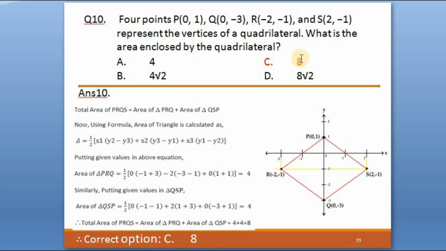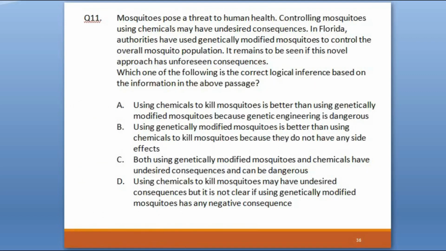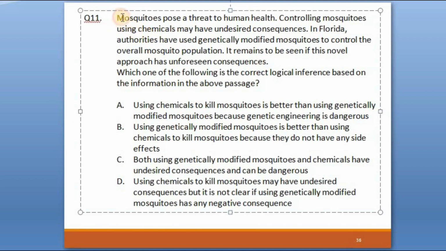Now we will take a few general English questions. They are also asked in the aptitude test. So the first question is: Mosquitoes pose a threat to human life. Controlling mosquitoes using chemicals may have undesired consequences. In Florida, authorities have used genetically modified mosquitoes to control the overall mosquito population. It remains to be seen if this novel approach has unforeseen consequences. Which one of the following is the correct logical inference based on the information in the above passage?